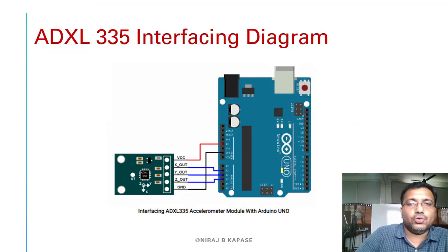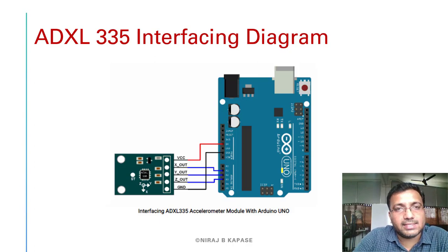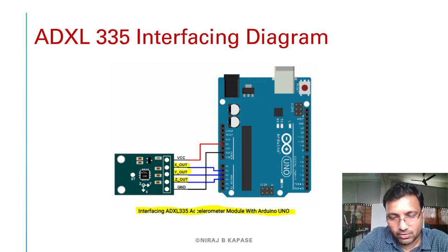Okay. So here is the connection diagram for the ADXL335 with your Arduino. I have connected VCC to the plus 5 volt and ground to the ground line. X out is connected to A1, sorry, Y out is connected to A2, and Z out is connected to A3. It provides analog output, that's why it's connected to the analog inputs. So the accelerometer will receive the particular values, and we are going to see that output.